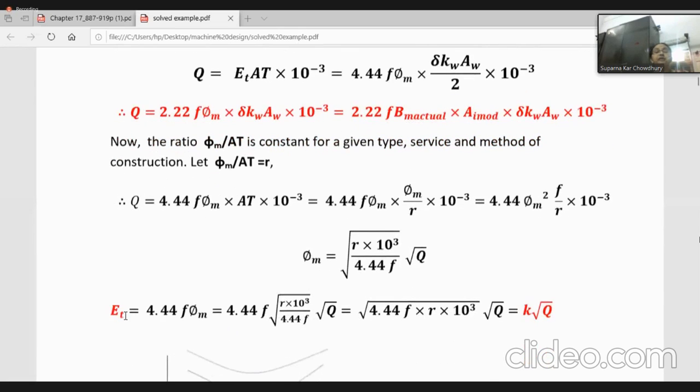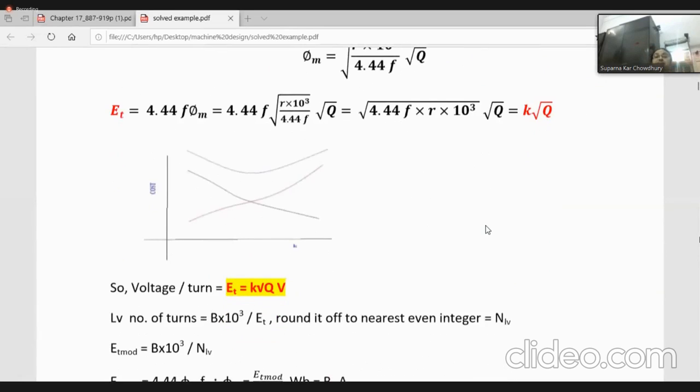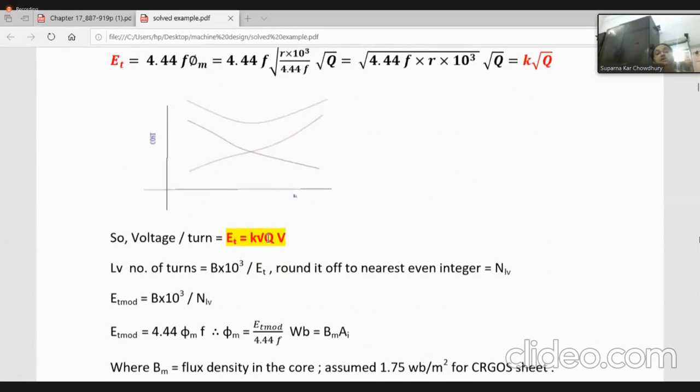So if we put it in the equation of ET, it was 4.44 F phi m. So we have 4.44 F root over of this into root Q. Then this total thing is a constant. So constant into root Q. So this is our starting equation for transformer design. Q is our kVA rating.